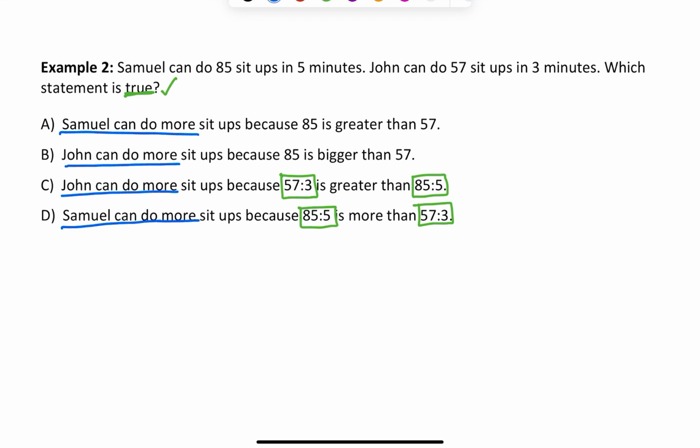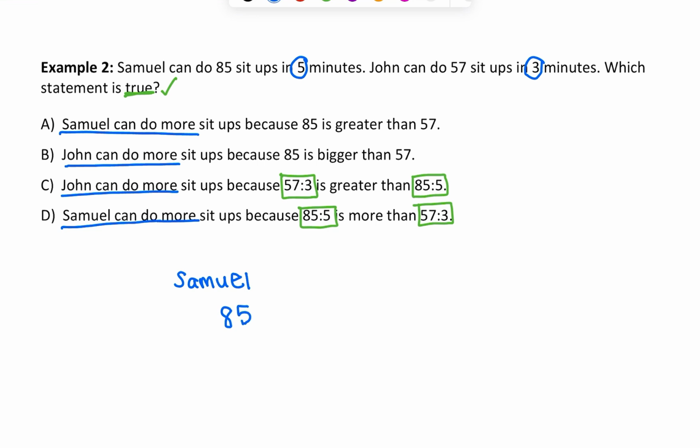And right now, they did it in different amounts of time. So we have discussed we cannot compare things if they are in different amounts of time because that's not fair. So I am going to write my ratio for Samuel and my ratio for John. So Samuel has a ratio of 85 to 5.